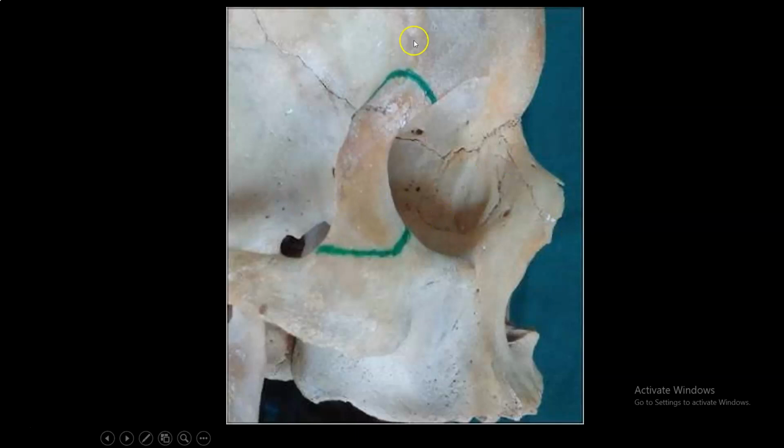This is the extent of removal, as we said. The zygomatic arch and medially, more proximal to the frontozygomatic suture.